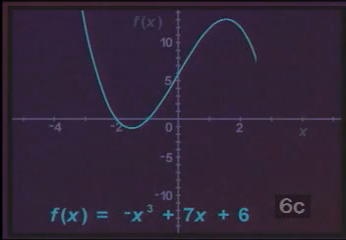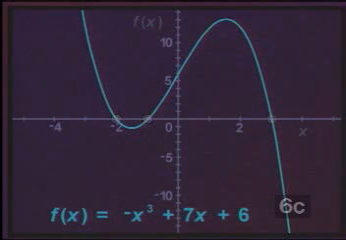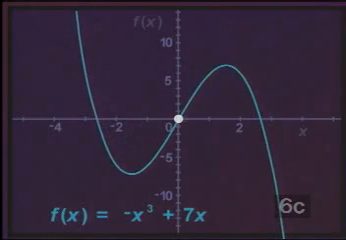The zeros of a polynomial function correspond to the x-intercepts of its graph. There may be 0, 1, 2, or more x-intercepts, depending on the function. There is always one y-intercept, and it is equal to the constant term of the function. If there is no constant term, the y-intercept is 0.